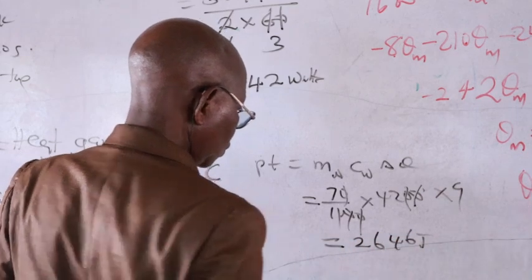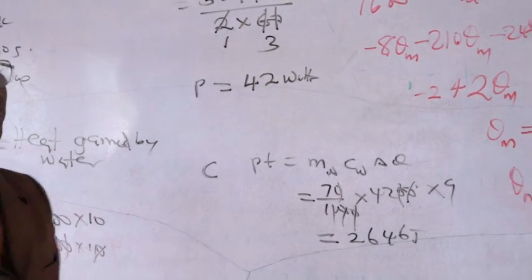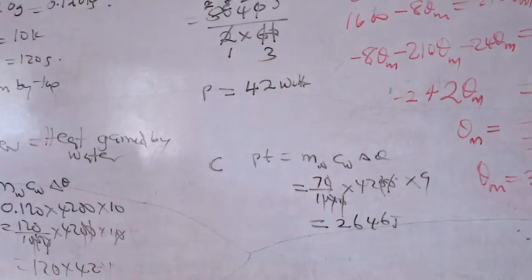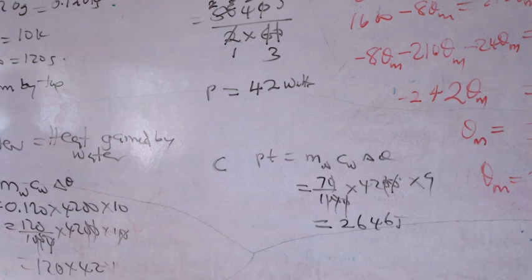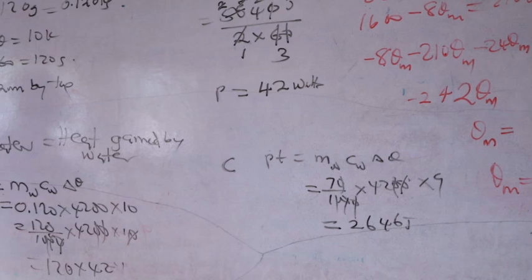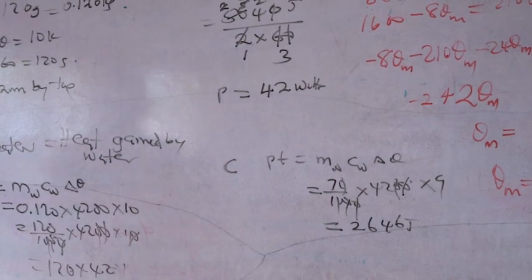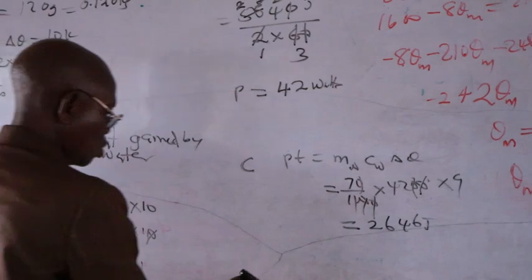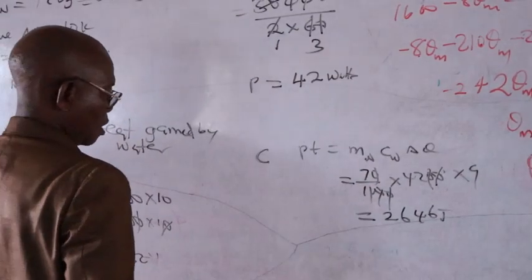2,646 joules of heat was supplied. Now, this is kept in a container, so the other vessel gains part of the heat lost. We want to calculate the heat supplied to the metal, then some other things will be calculated. So how do we get the heat supplied to the metal vessel?